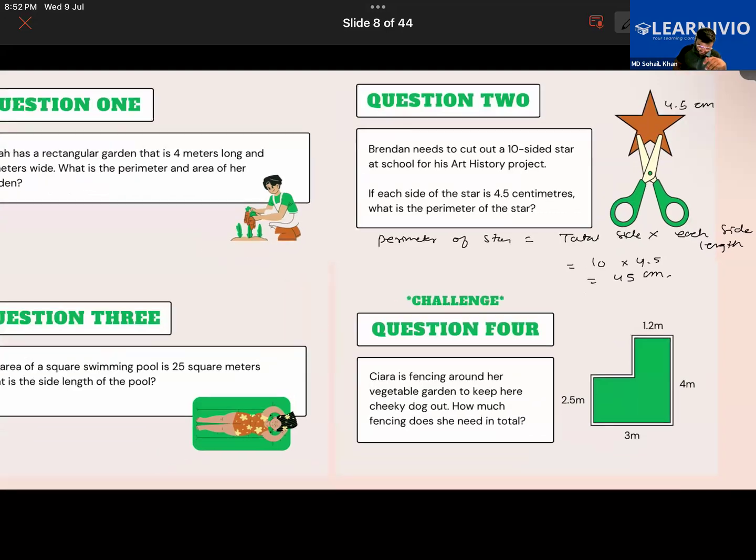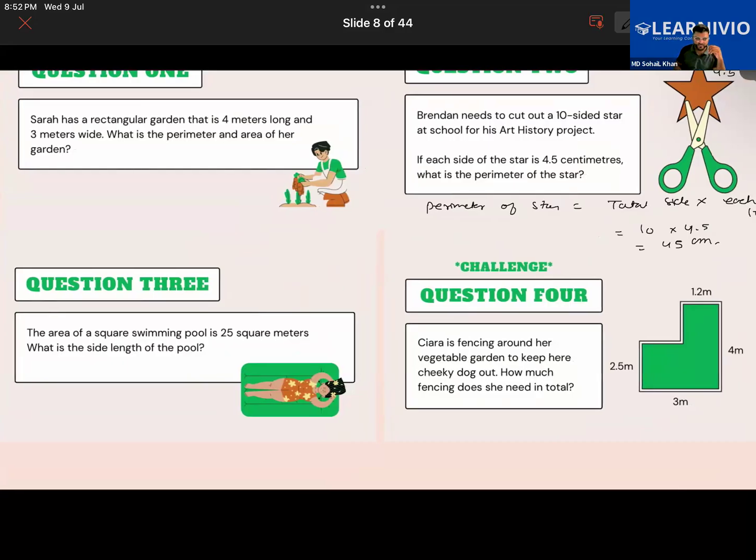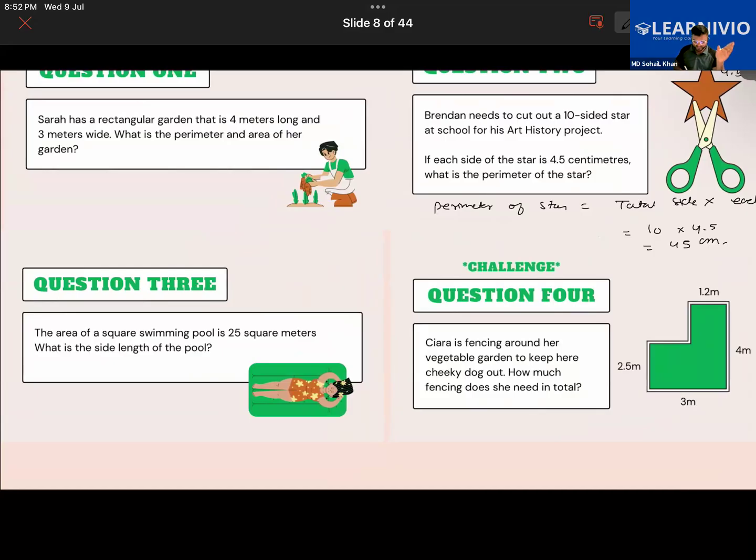Good. Third question, the area of a square swimming pool is 25 square meter. What is the length of the pool? So that is an interesting question here. Here, area is given. It is mentioned that it's a square swimming pool. It is 25 square meter. What is the side length of the pool? Right. So let's write it down that area equals 25 square meters.